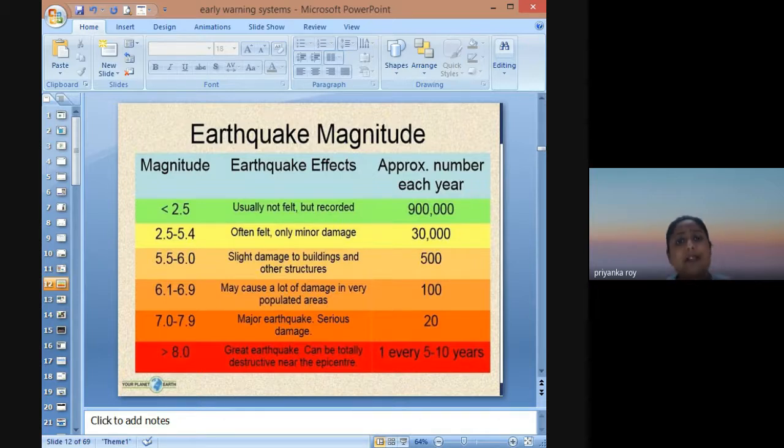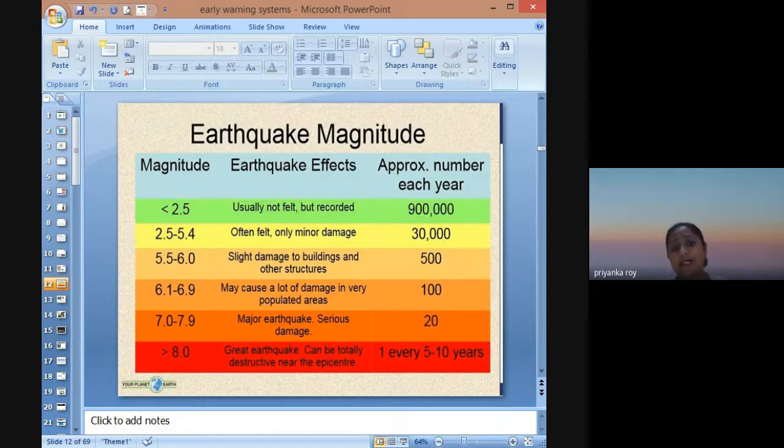Then higher than 5.5 to 6 magnitude can cause slight damages, like cracks and crevices can come up in your structure, and a slight shaking or movement can be felt. Not only can the instrument record it, it can also be felt by humans. Then more than 6.1 to 6.9 may cause damage in very populated areas if the structure is not in accordance with earthquake resilient building codes.